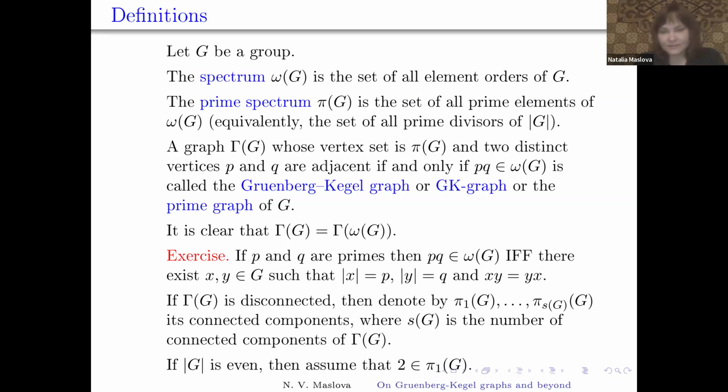If the graph is disconnected, then take a group G. If the graph gamma of G is disconnected, by s(G) we denote the number of connected components of this graph, and by pi 1, pi 2, and so on, pi s of G, we denote these connected components. And if our group has even order, we assume that the first component is the component which contains 2.